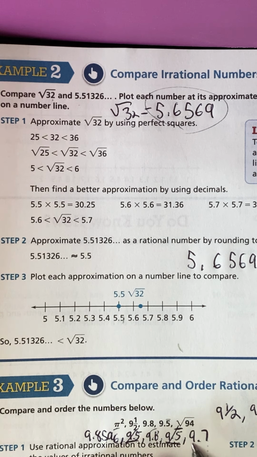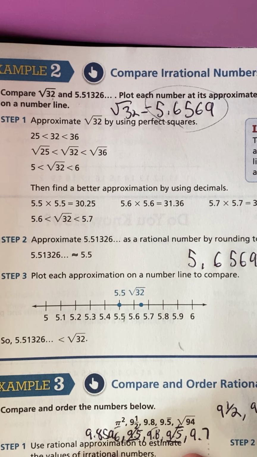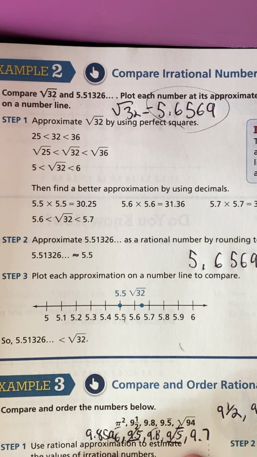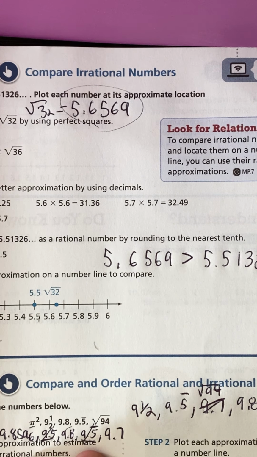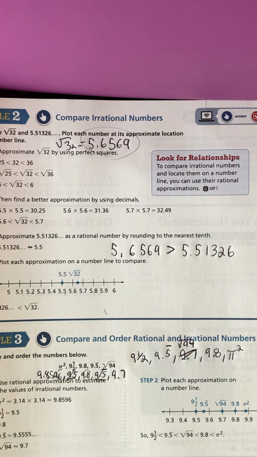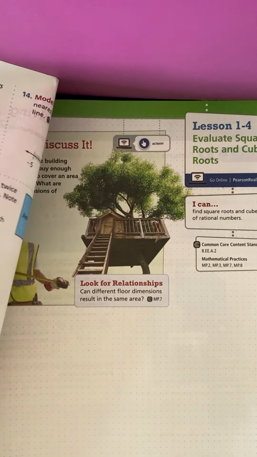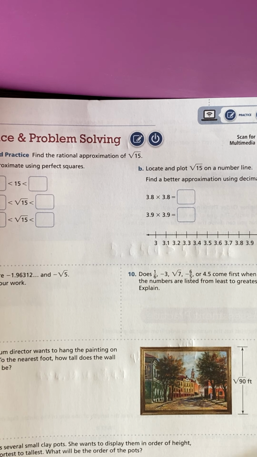And some of you are probably sitting there thinking, why did he write 9.7 there? That was actually a mistake. It should be the square root of 94, because we want to write it in the original form. And then the last one is going to be pi squared. All right, so we'll work on a couple of these examples together, and then you'll have some time to work on your own.